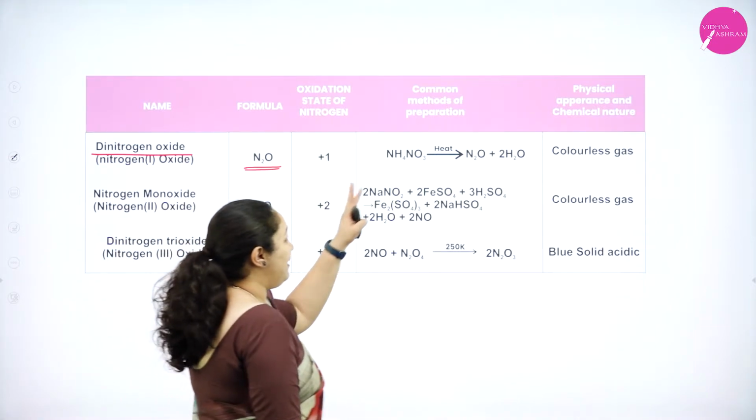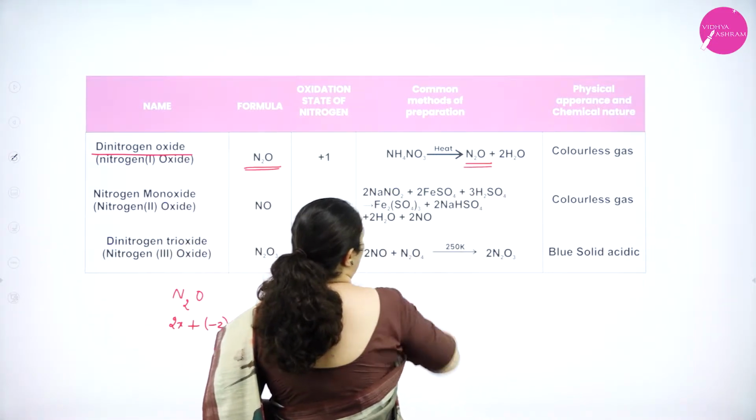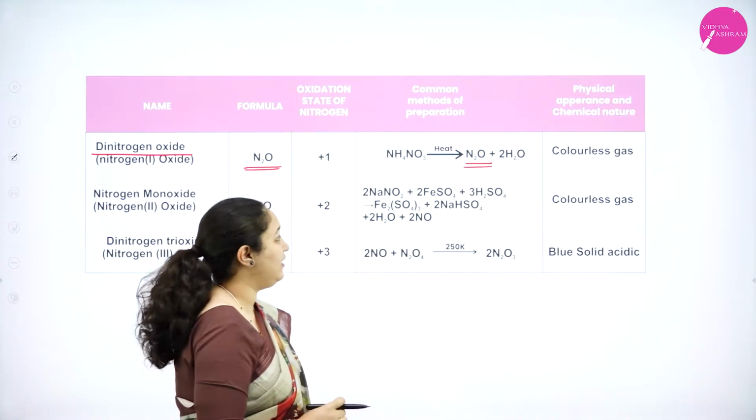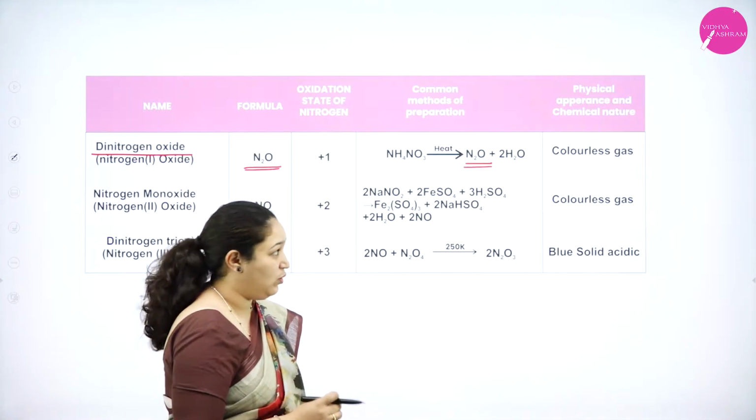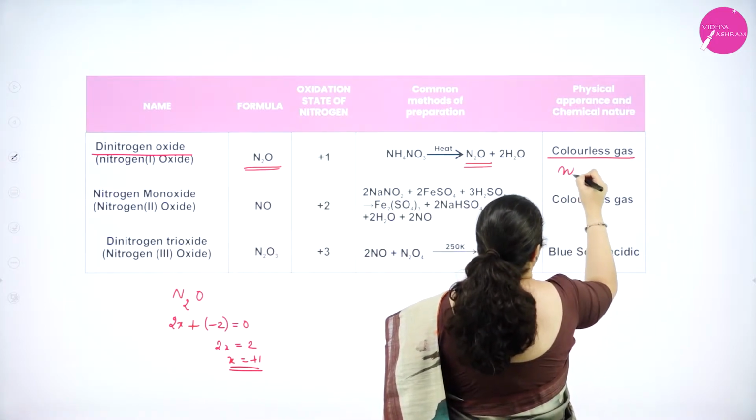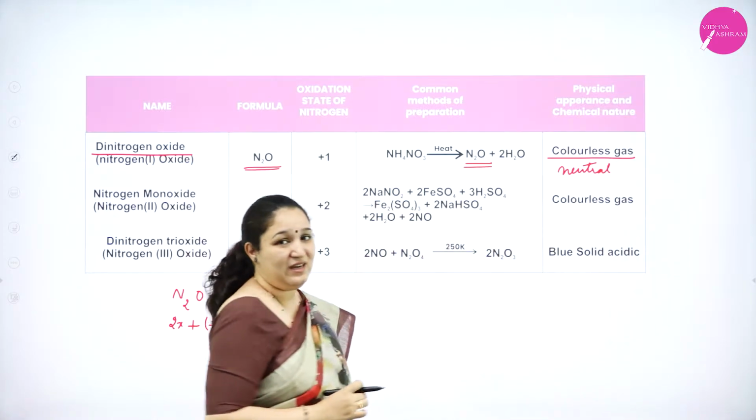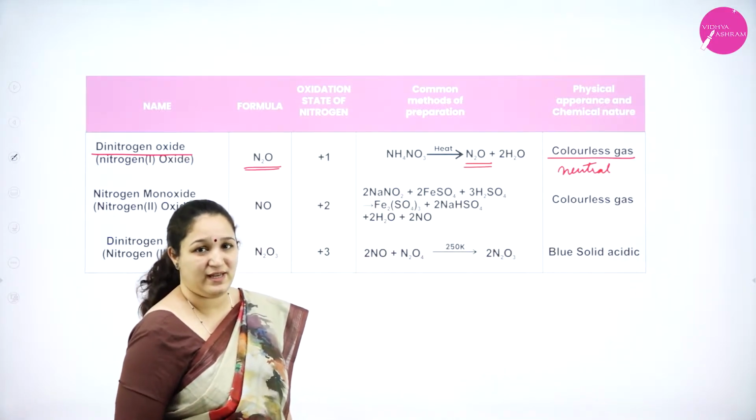Next, common methods of preparation for nitrous oxide: you take ammonium nitrate and on heating you will get nitrous oxide and water, and nitrous oxide is a colorless gas and it is neutral. It is not acidic, it is neutral in nature.